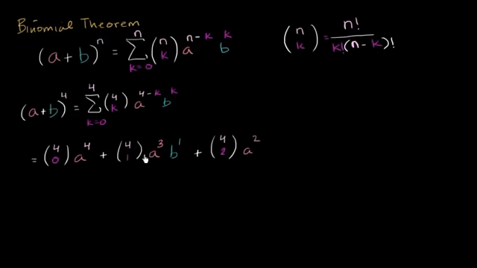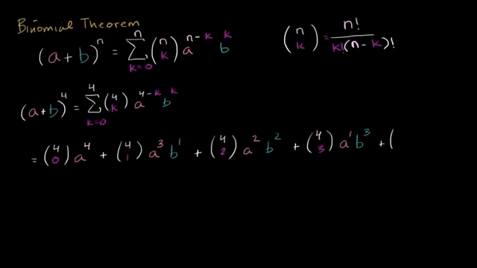I think you see a pattern here: a to the 4th, a to the 3rd, a squared. And then times b to the k. Well, k is 2 now, so b squared. And you see a pattern again: b to the 0, b to the 1, b squared. We only have 2 more terms to add here. Plus 4 choose 3 times 4 minus 3 is 1, so a to the 1st, and then b to the 3rd power, and then only 1 more term.